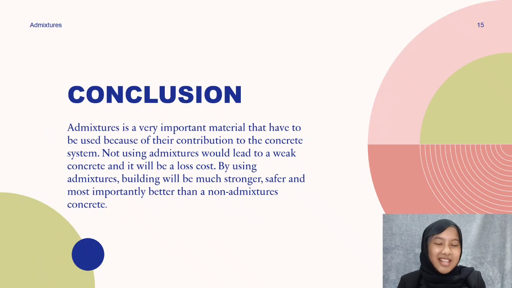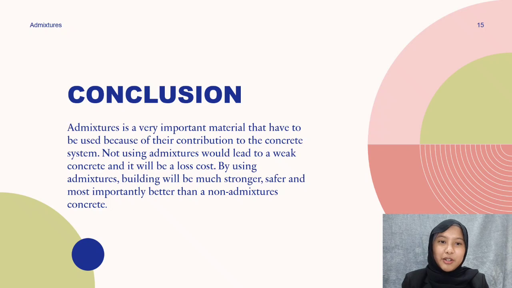In conclusion, admixture is a very important material that has to be used because of its contribution to the concrete system. Not using admixture will lead to a weak concrete and it will be a lost cause. By using admixture, buildings will be much stronger, safer, and most importantly, better than non-admixture concrete.